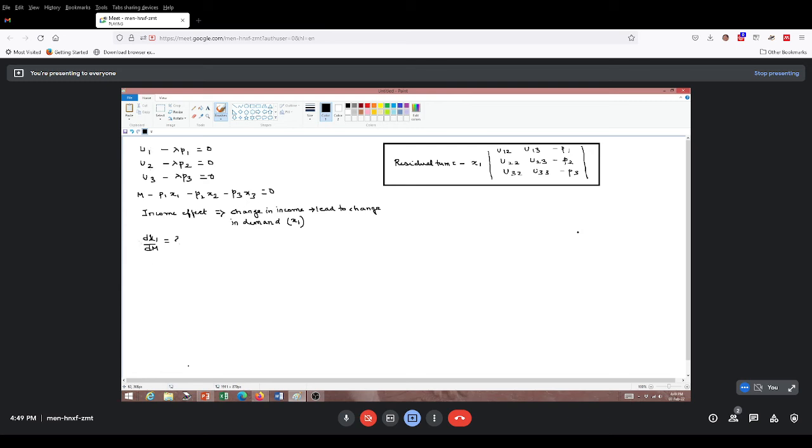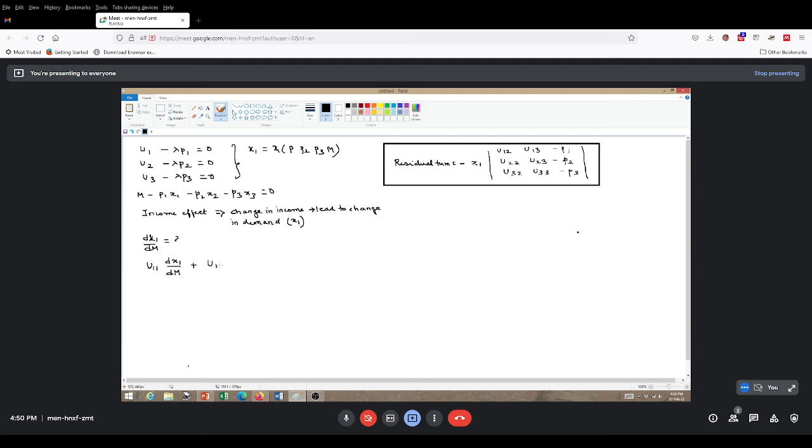Okay, now remember that what we had said was x1 is a function of p1, p2, p3 and m. So also x2 and x3. Right. Okay, so let us say that m changes. So if m changes, x will change, and this will lead to a change in utility of 1, u11.